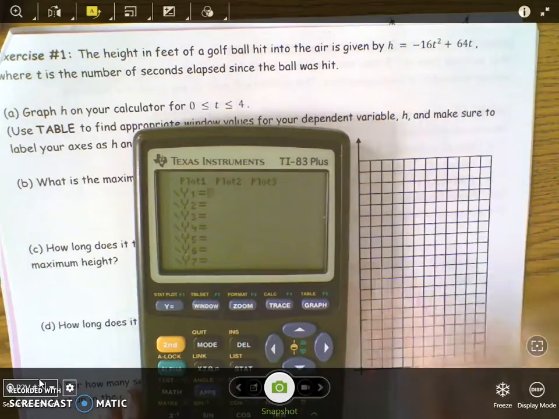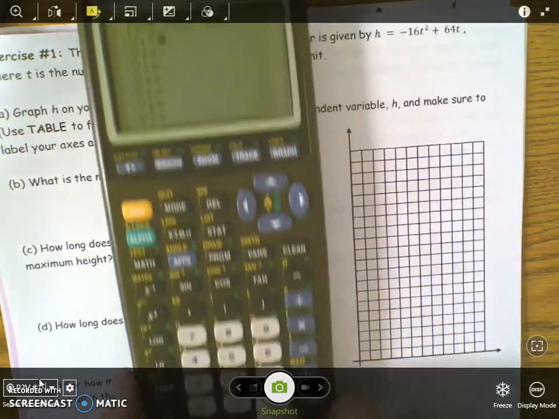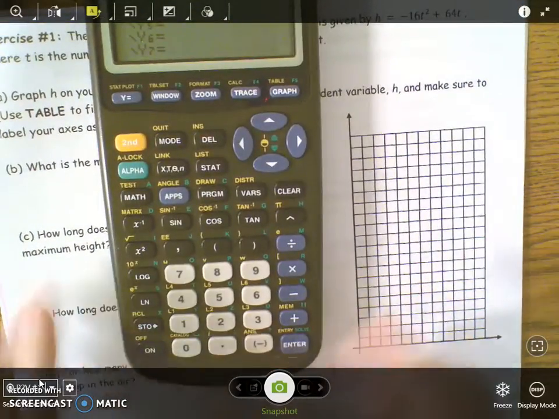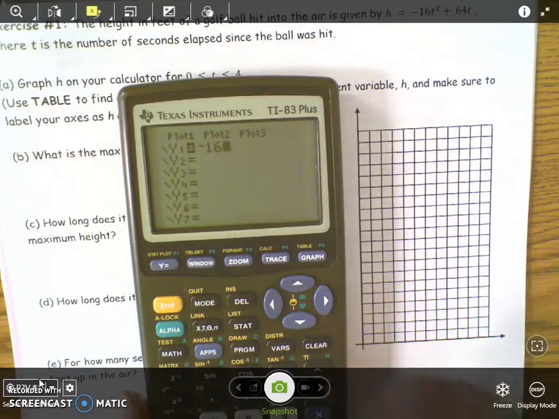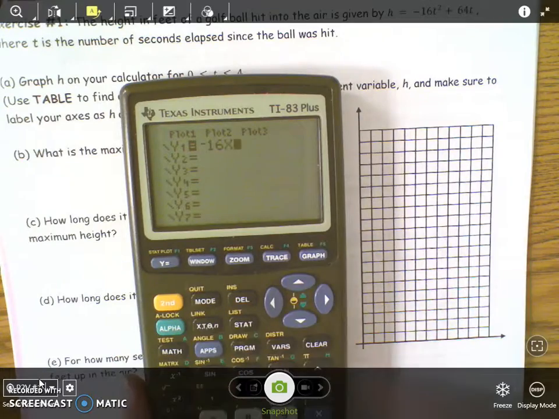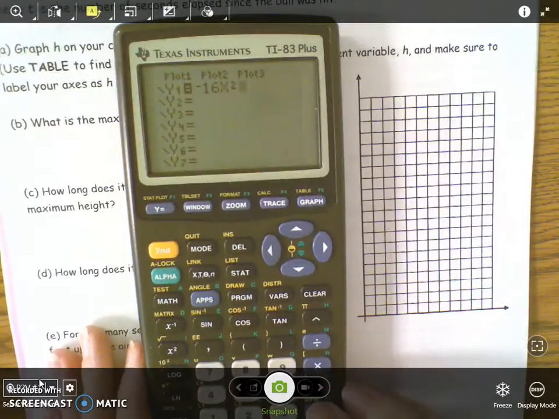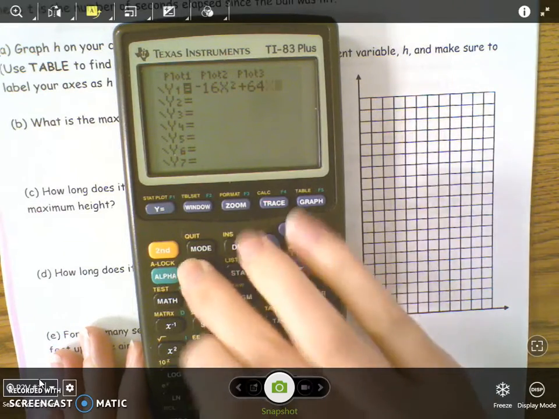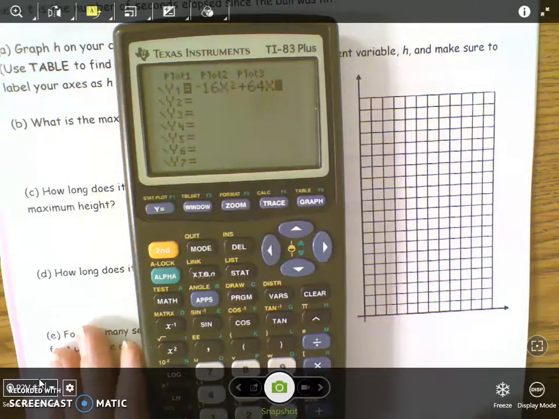And our function is negative 16. So make sure you're using the regular negative sign on your calculator for the negative 16. And then of course we don't have t. Well, actually it does say t, but it comes out as x squared. And then we're going to do plus 64t or x, whatever your variable is.